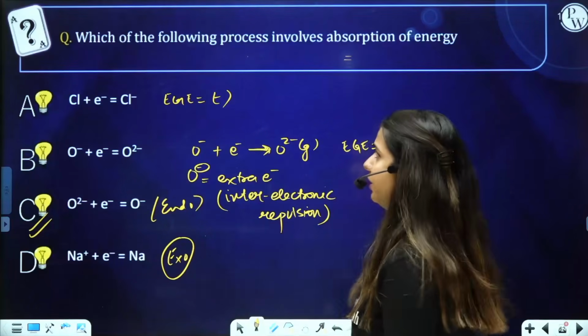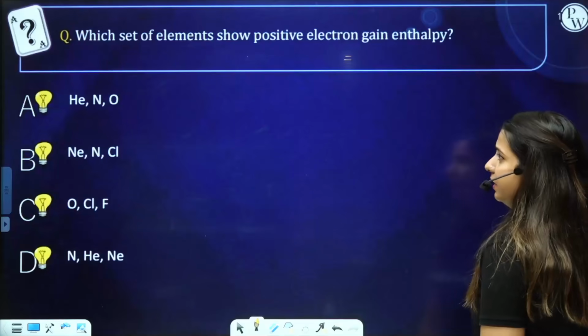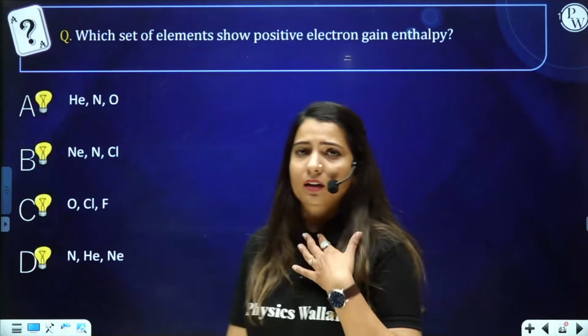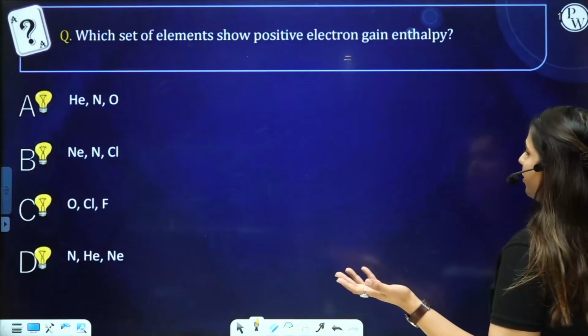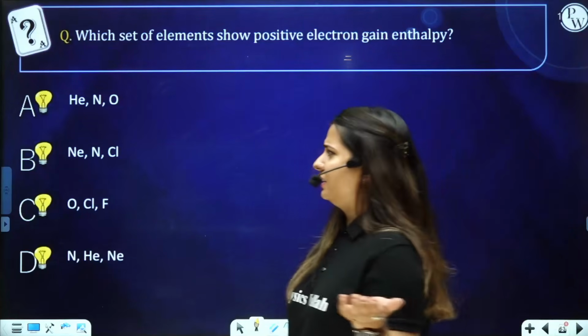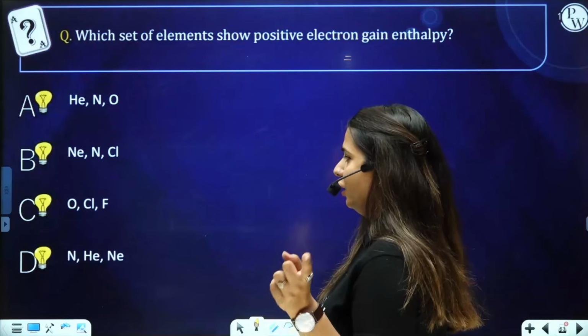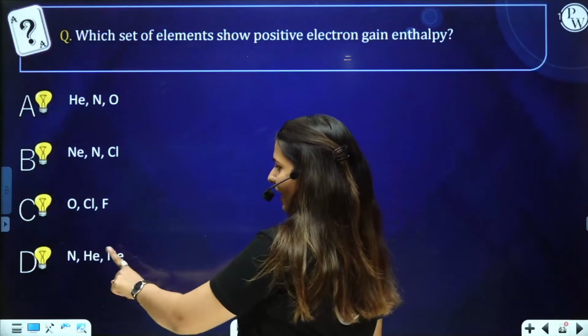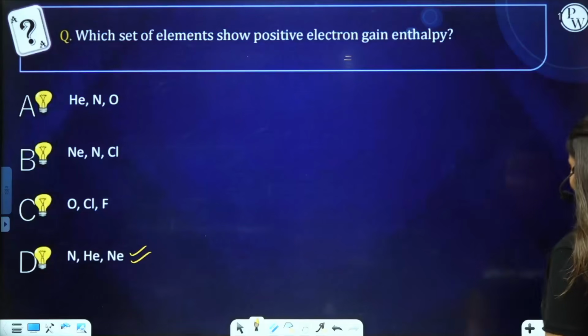Very, very important question. All the questions are from the previous year. Some of them have the year written, some do not, but all of them are previous year questions. Remember this. Which set of elements shows positive electron gain enthalpy? Everybody knows this: noble gases, alkaline earth metals and nitrogen. We have got our answer.